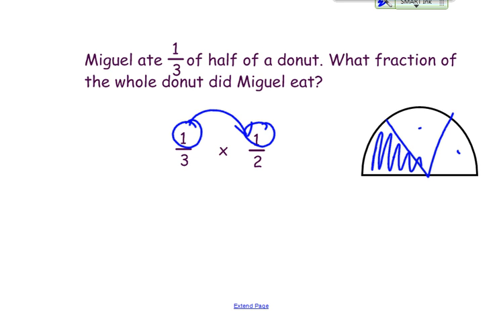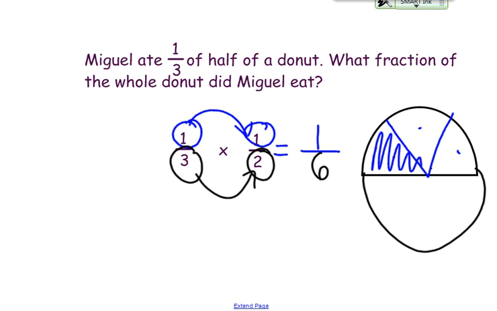So numerator times numerator gives us 1 times 1, which equals 1. And then our division bar, or fraction bar, goes right across, and now we're going to take our denominator and multiply it by our denominator. So 3 times 2, which gives us 6. If we were to draw this complete circle, we would see that makes sense. We could see 1, 2, 3, 4, 5, 6, and he ate this section right here, so it makes sense that he had 1/6 of the entire donut.